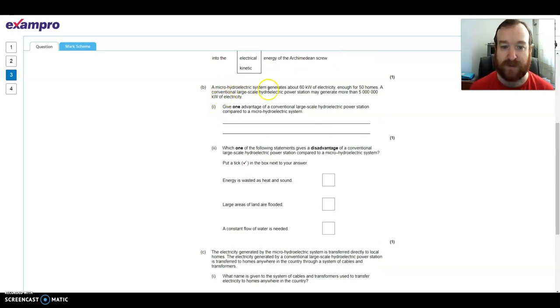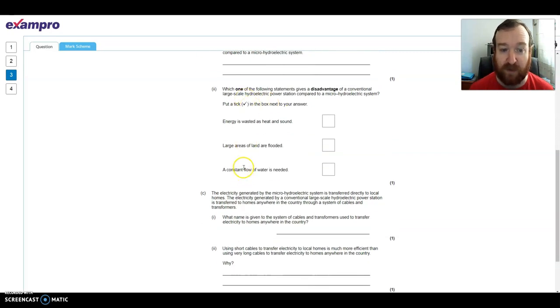The micro hydroelectricity system generates about 60 kilowatts of electricity, enough for 50 homes. Okay, large-scale hydroelectricity, 500,000 kilowatts. Give one advantage of conventional large-scale hydroelectricity compared to micro. Okay, so you've got to use the information up here. Small, 50 homes. Big, 5 million homes. You can generate more electricity.